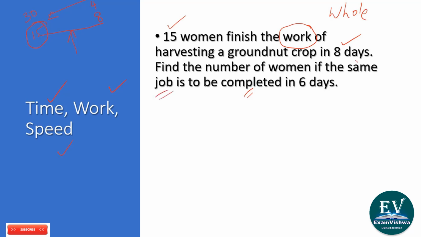So the same way, find the number of women for the same job. This word is important. Job वही है, complete करना है, 6 days. So days are changing. So days increased or decreased? Days decreased. So naturally there should be more women. That means the data is in such a way that one increases, other decreases. If it became 30 here, then number of days decrease.